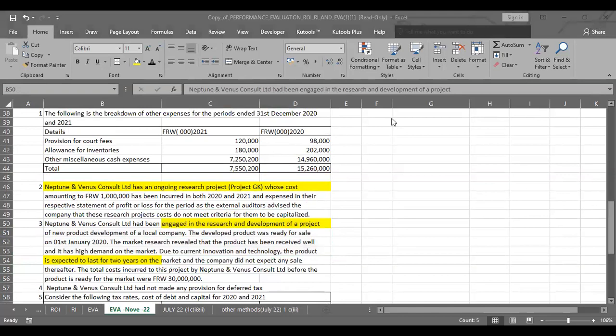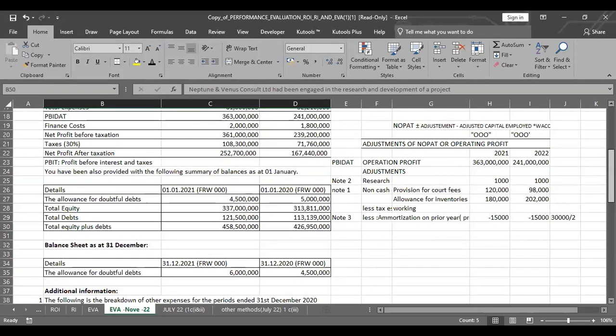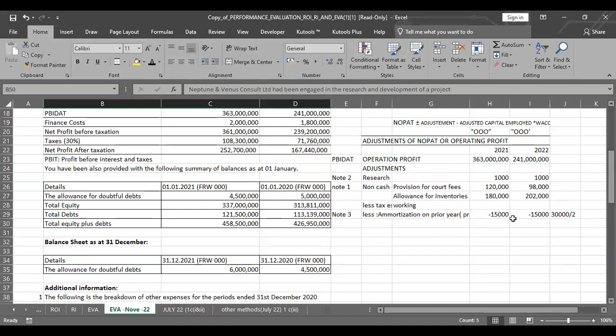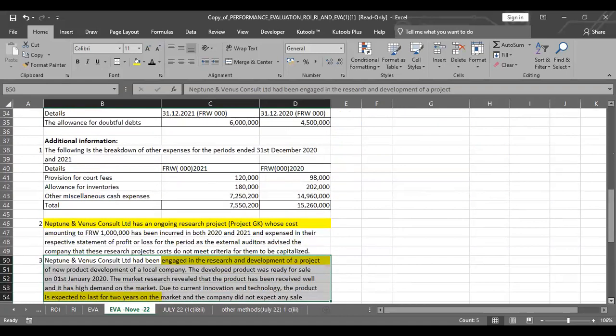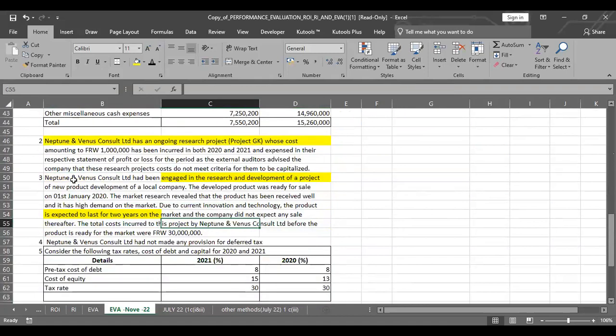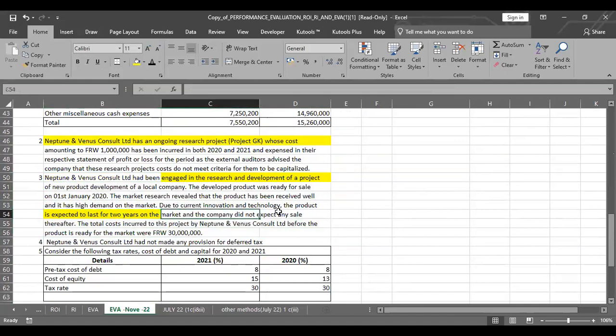Okay. No. The idea is somebody is saying it should be added. Okay, I tend to differ on that because of what they are saying here, if you may check. Let's go back here. They said that after the 2 years on the market, the company did not expect to sell any. And when was it ready?